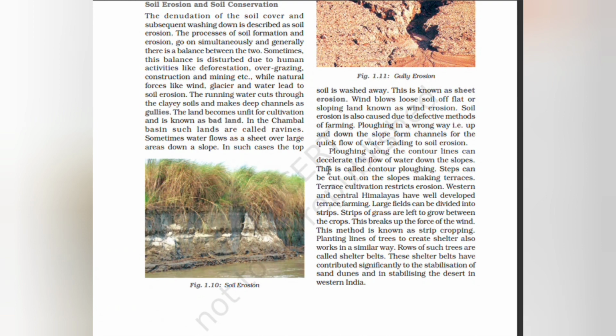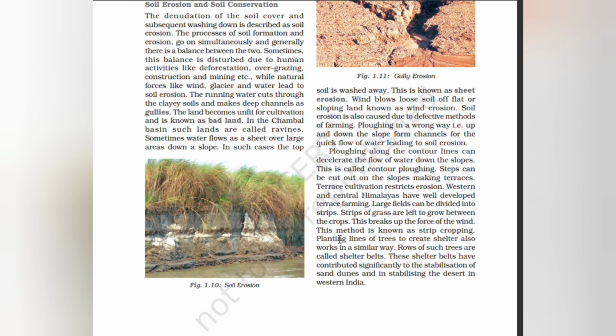Plowing along the contour lines can decelerate the flow of water down the slopes. This is called contour plowing. Steps can be cut out on the slopes, making terraces. Terrace cultivation restricts erosion. Western and central Himalayas have well developed terrace farming. Large fields can be divided into strips. Strips of grass are left to grow between the crops.